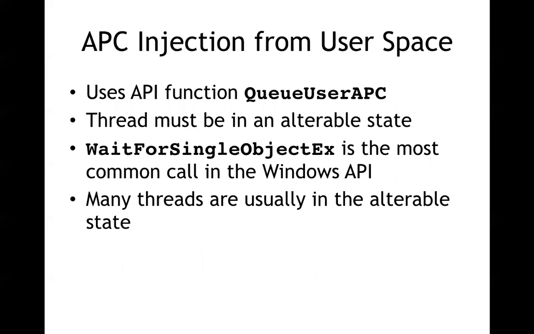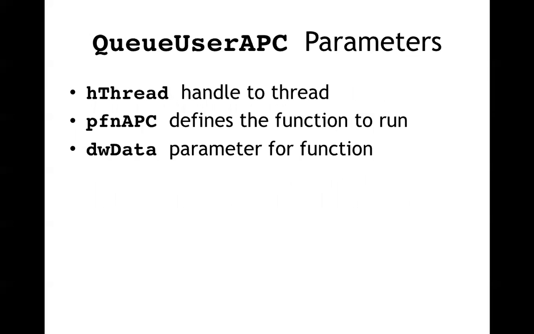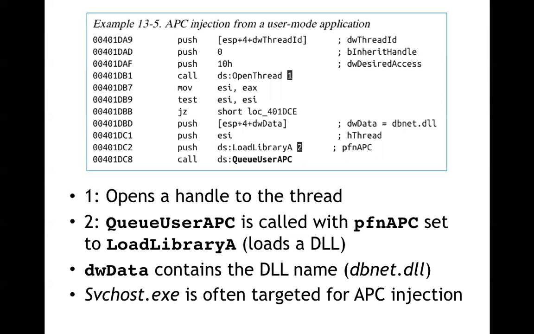So you can use a queue user APC. You can do an APC injection from user space. And this is wait for single object EX is the most common call. Many threads are waiting their turn to run. That's the whole point of Windows. Windows doesn't want the processor to be waiting for slow things like the keyboard and the RAM, so everything is moving forward in threads so that one thread can move forward while the other threads are waiting for their turn or waiting for some slow thing to happen. So you can call this queue with a handle to the thread and a parameter to the function, and you can just add something to the list.